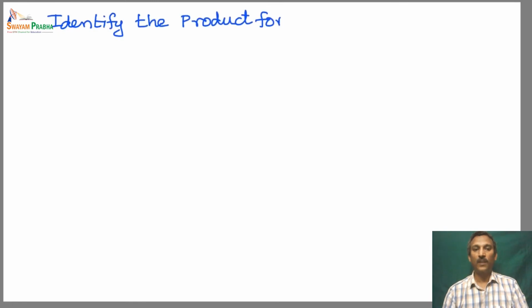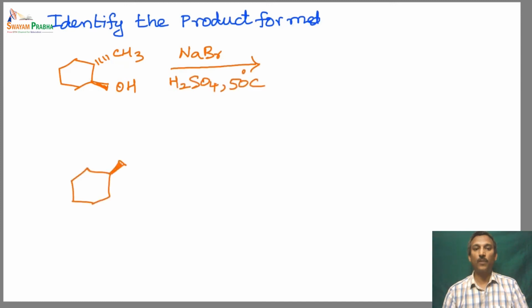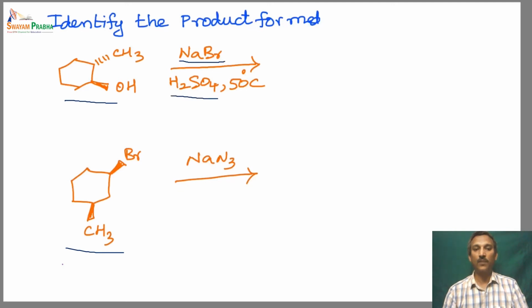So now let us look at what products are formed in these two particular reactions. So we have one substrate here, we have another substrate here. So this is treated with sodium bromide in the presence of an acid at 50 degrees centigrade, and this substrate is treated with sodium azide, and here there is a stereogenic center. Here also we have a stereogenic center.